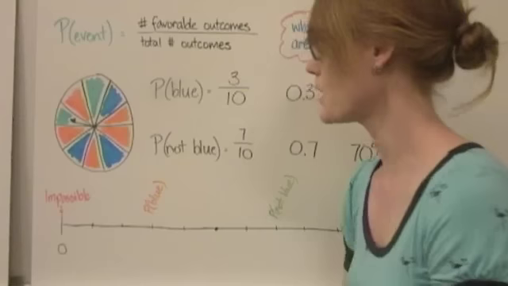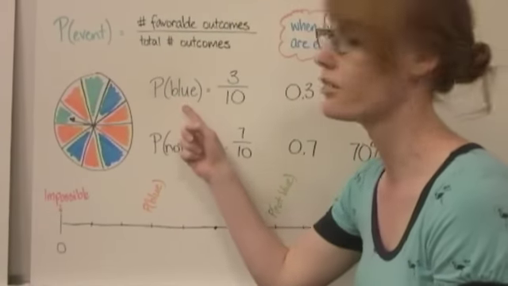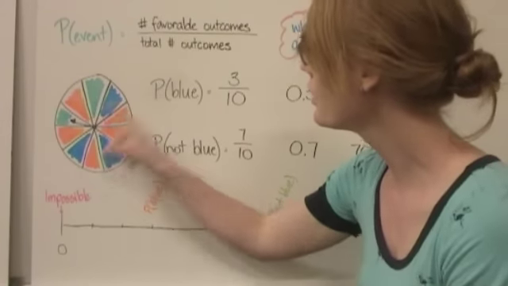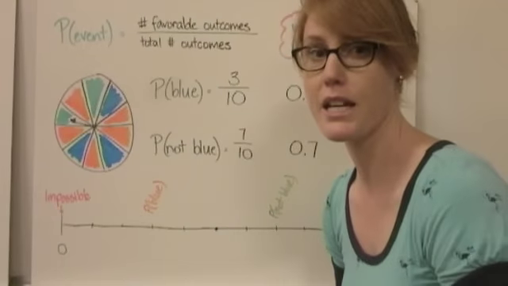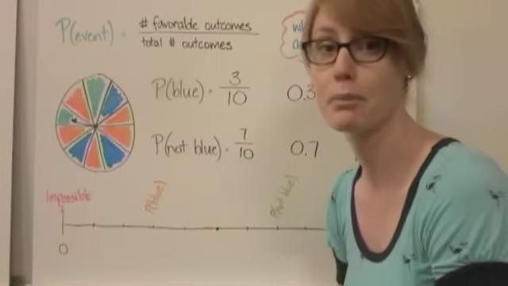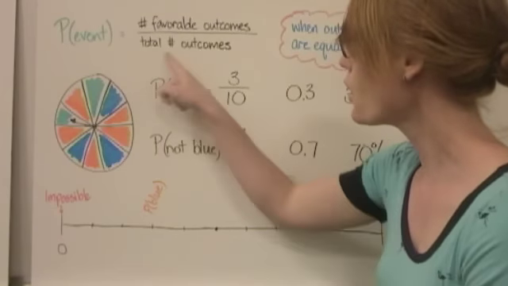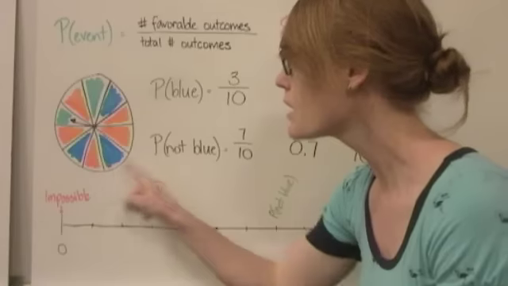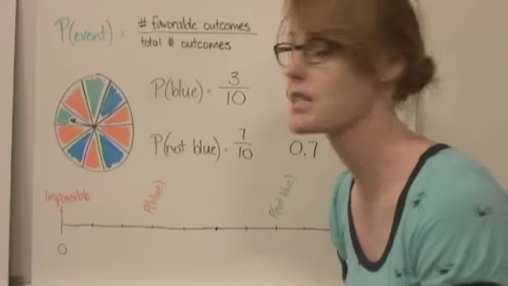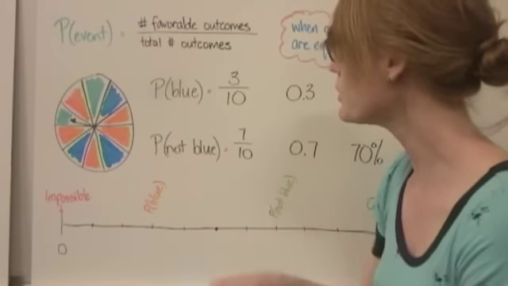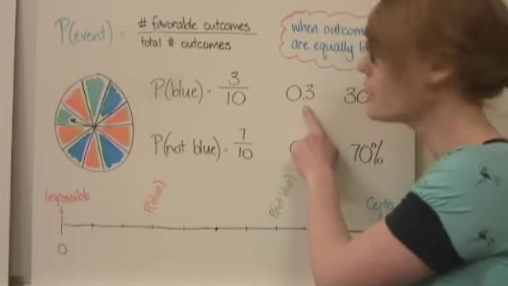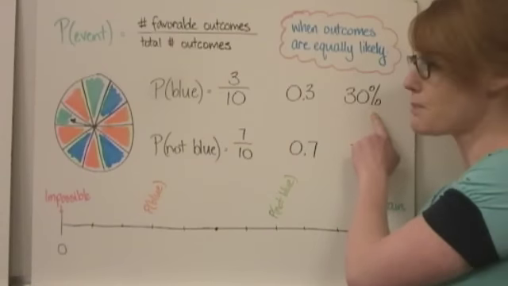So if I look at my spinner and I try and find out what the probability of spinning and landing on a blue would be, there are 3 favorable outcomes. That means 3 outcomes where this event would be true. I have 1, 2, 3 blue sections on the spinner. And the total number of outcomes, the total number of possible places that it could land, are 10. There are 10 spaces on my spinner. So the probability of blue is 3 on 10. Or I could write it as a decimal, 0.3, or I could write it as a percentage, 30%.